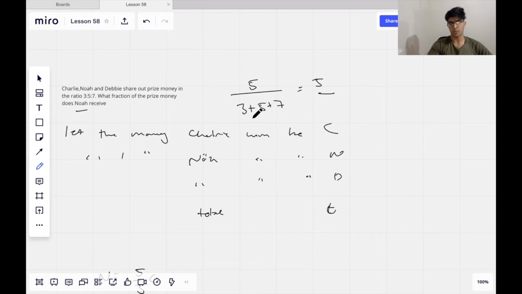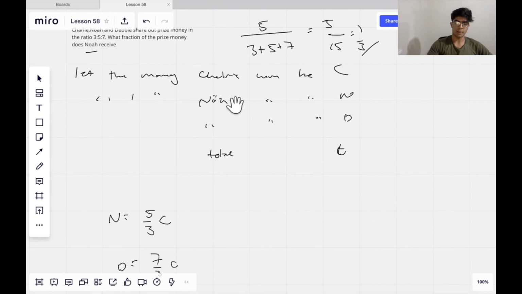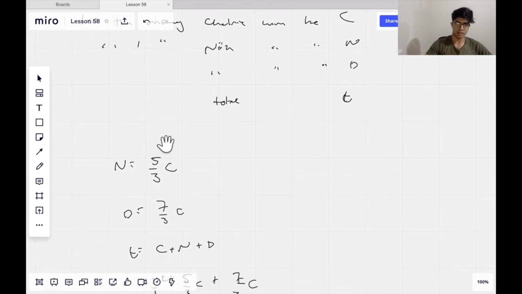What is that? 7 plus 5 plus 3 is 15, so that's 5 over 15, which is a third. So there we go, we could have done that. But this way, we've shown it working explicitly, and you might be able to see how that pops up in this.